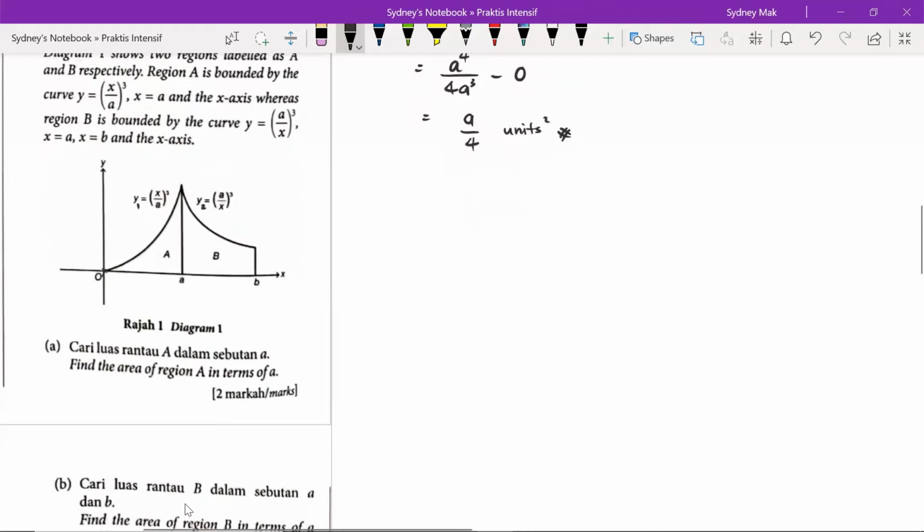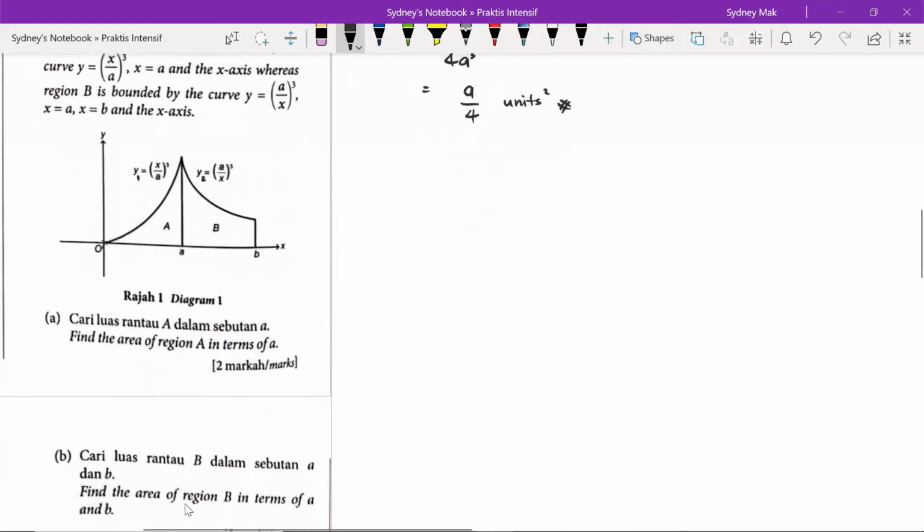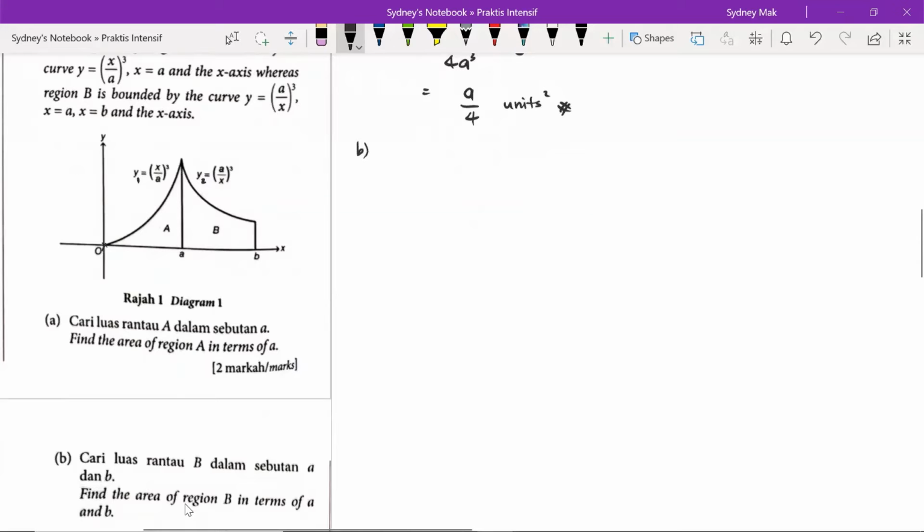Next, we have to find the area of region B in terms of a and b. For part b, we integrate from a to b with respect to x of the second function, y2. We have a to the power of 3, and I write it with a negative index, x to the power of negative 3, so that we are able to integrate these terms. We will then have a cubed, x to the power of, increase the power by 1, divided by the new power, integrated from a to b.